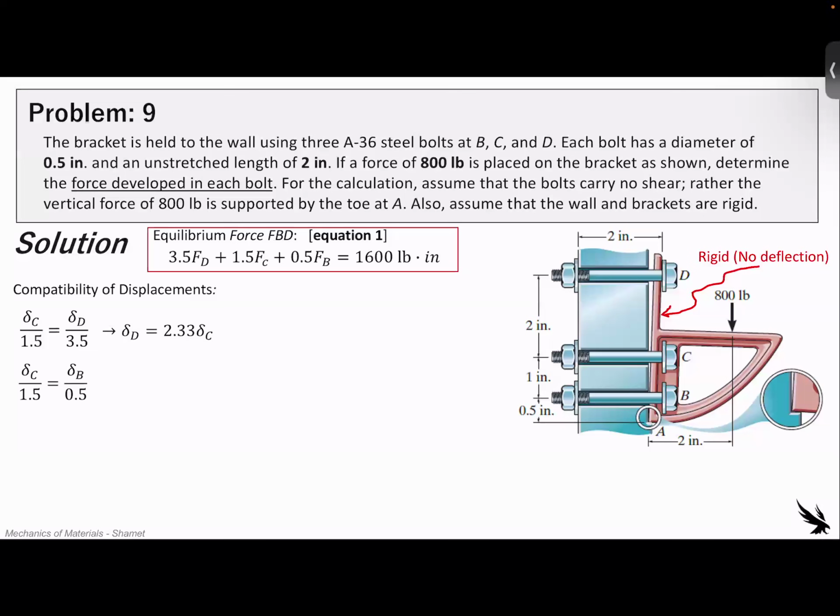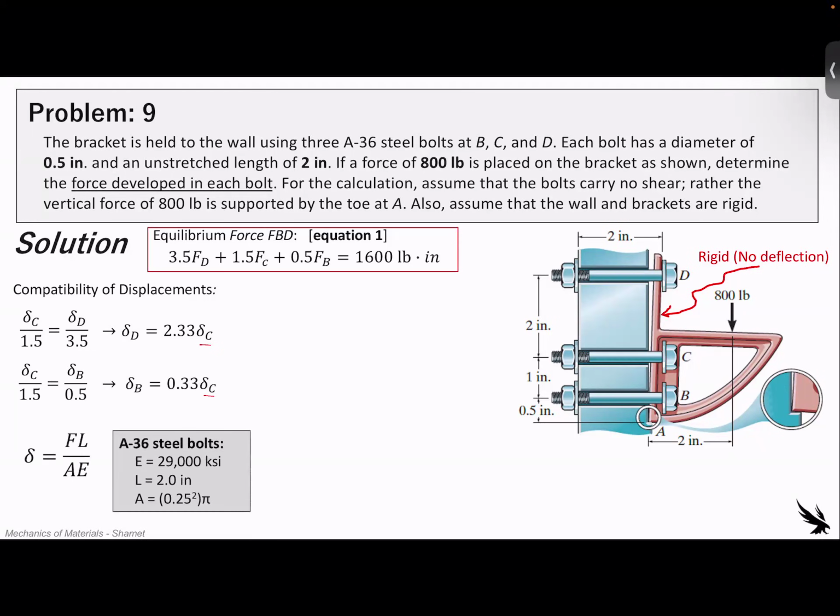Or we can rearrange these fractions just to put them in line so we can make them a little bit easier to work with. So let's do that here as a function of deformation of C. So again, knowing that the deformation in general is FL, or the force times the length, divided by AE. For these A36 steel bolts, again, all of the same material, so we really don't even need all of those A's or the E's. You can plug that in if you want, but what you'll see is they all cancel out. What I'm doing here with these equations is just plugging this in here.